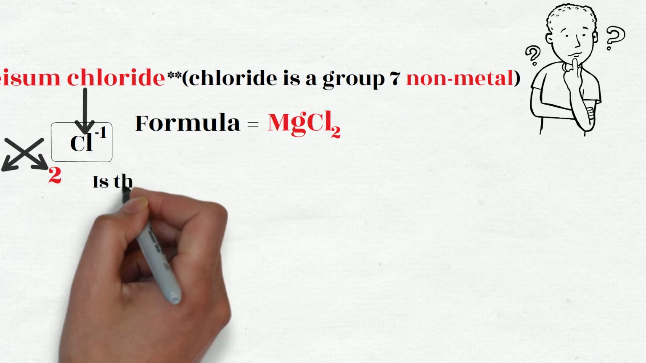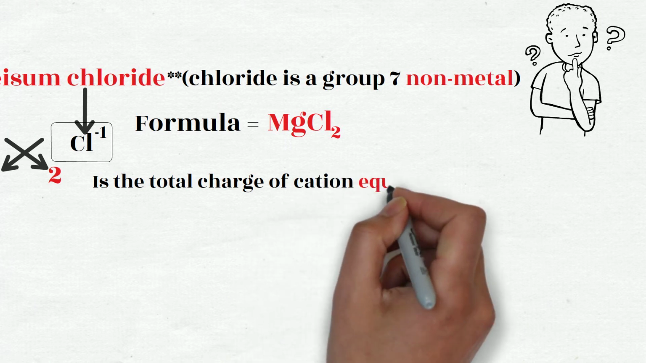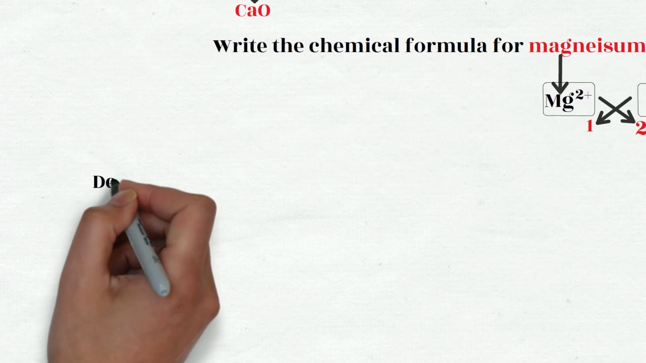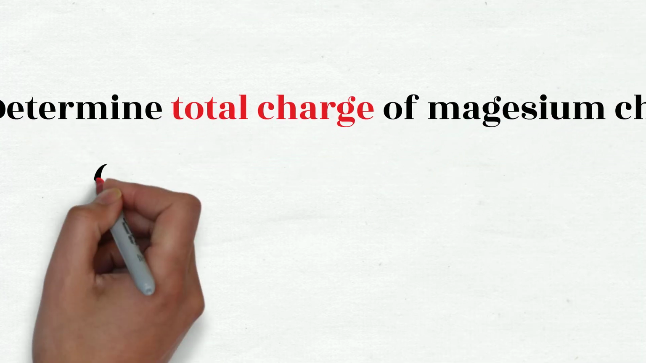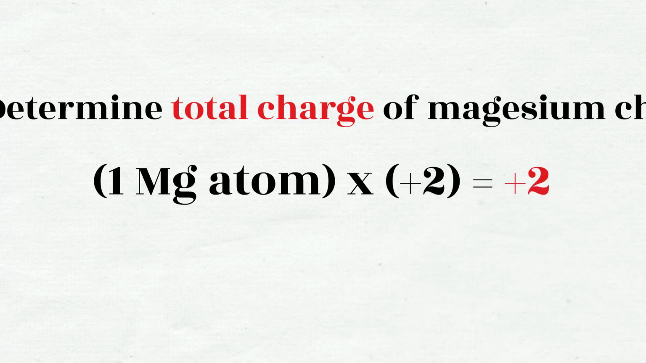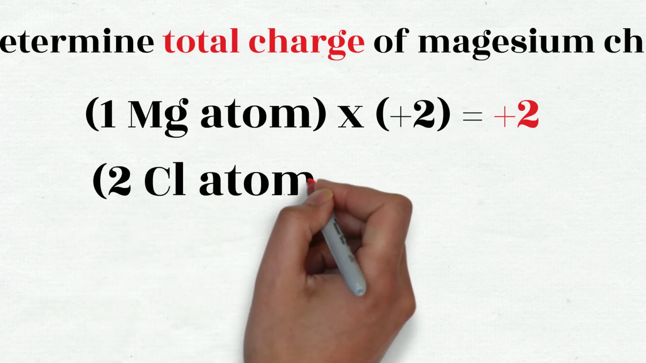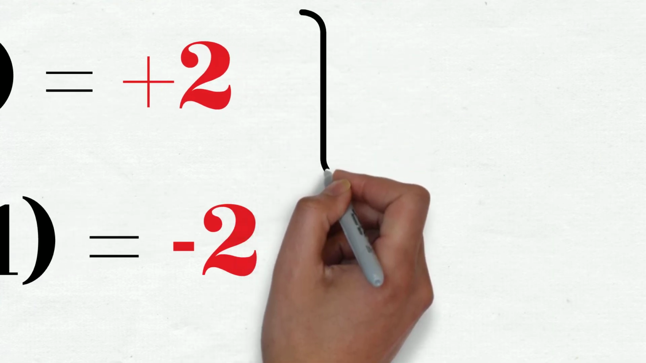To do so, you check that your overall charge is balanced. That is, the total charge of the cation equals the total charge of the anion. To determine the total charge of magnesium, you take the total number of magnesium you have based on the chemical formula, which is 1, multiplied by the charge of magnesium, which is +2, and this is equal to +2. To determine the total charge of chloride, you take the total number of chloride that you have based on the chemical formula, which is 2, multiplied by the charge of chloride, which is -1, and you get -2.